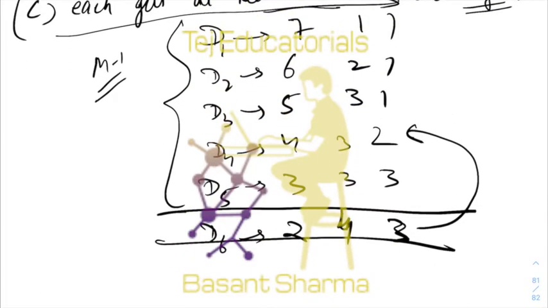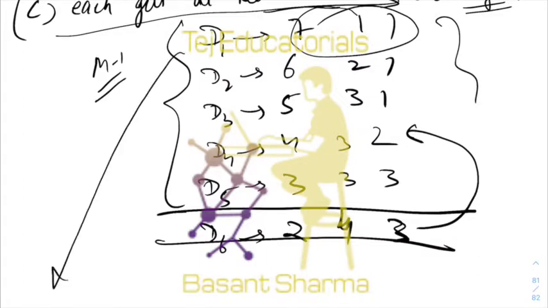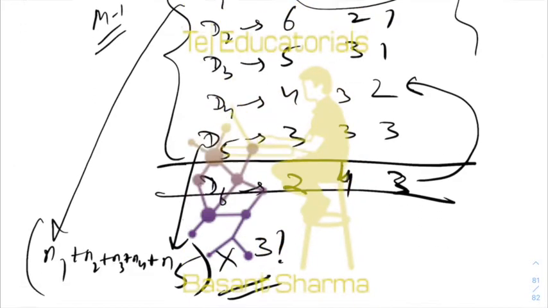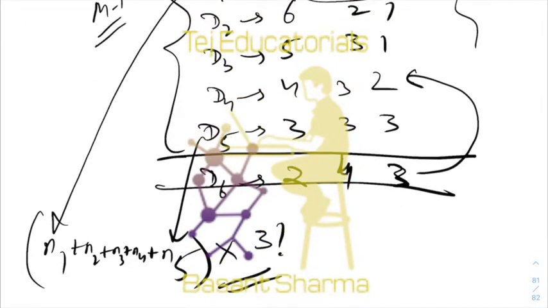All right, and then corresponding to each distribution you will form the number of groups. And then you will distribute those groups amongst 3 people in 3 factorial ways. So you will get n1 here, similarly you will get n5 here, so n1 plus n2 plus n3 plus n4 plus n5, and then you can distribute the formed groups amongst 3 persons in 3 factorial ways. So this will be your answer. This is method 1.